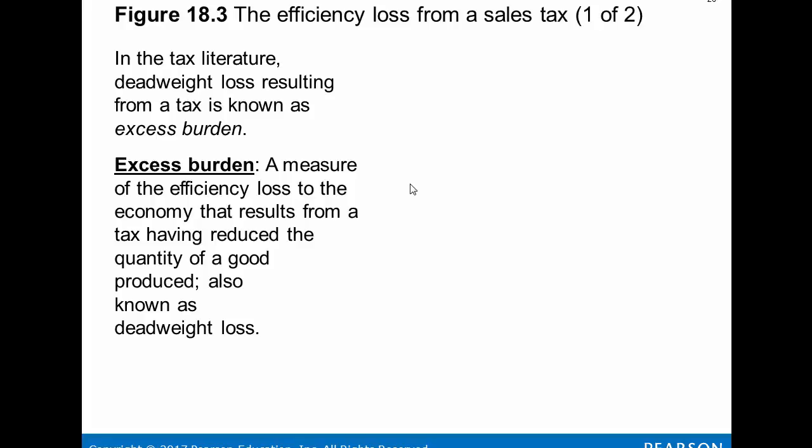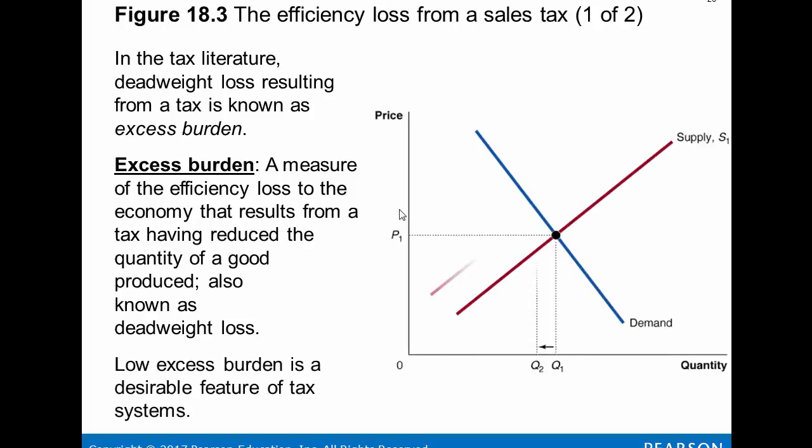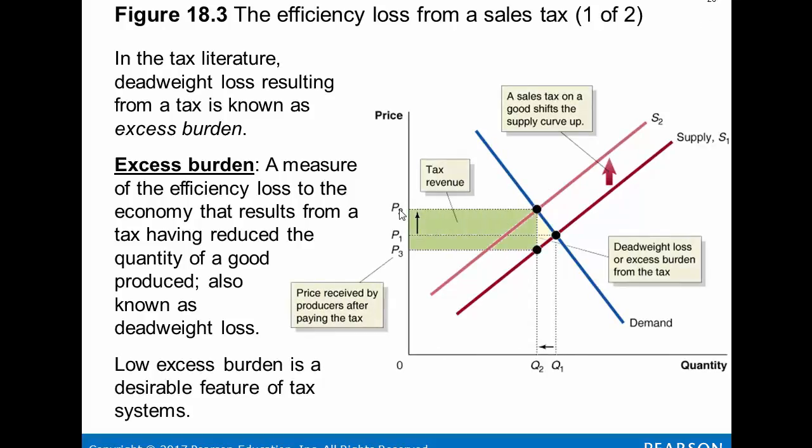The efficiency loss from sales tax. In the tax literature, deadweight loss resulting from a tax is known as excess burden. Excess burden is a measure of efficiency lost to the economy that results from a tax having reduced the quantity of a good produced, also known as deadweight loss. Low excess burden is a desirable feature of a tax system.